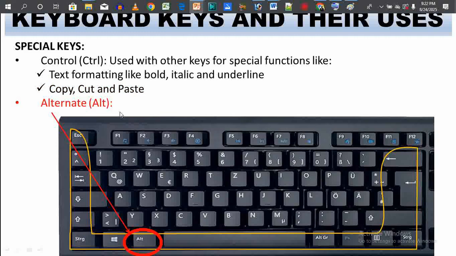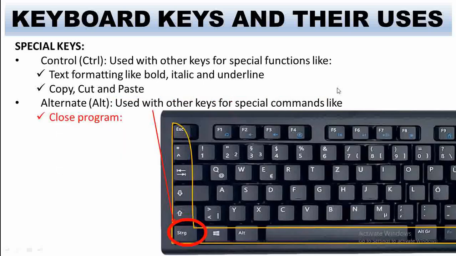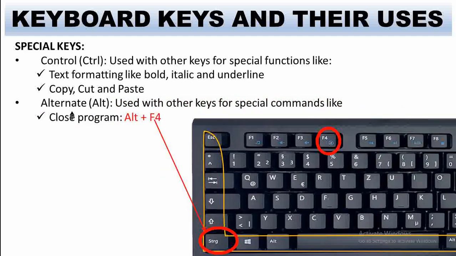Then the next one is the Alternate key. The Alt key is also used with other keys for special functions. We don't mostly use the Alt key when we are working on a computer system. We can use it to close a program. If we press down the Alt key, then press F4, it will close a program. If we have many programs open on our computer and we want to close any of them, you can use Alt plus F4. That means you press down Alt, then you press F4, so the program will close.